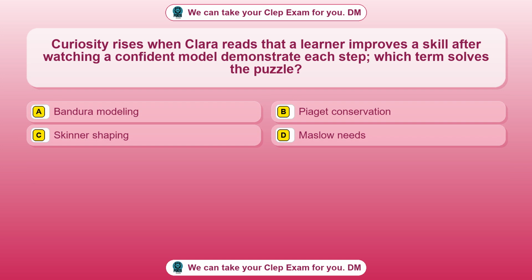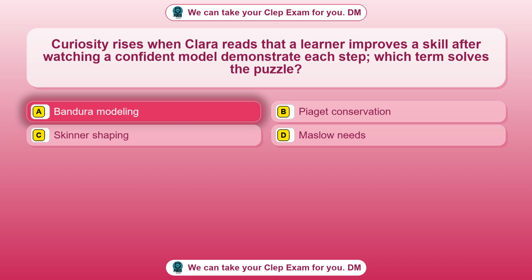Question 82. Curiosity rises when Clara reads that a learner improves a skill after watching a confident model demonstrate each step. Which term solves the puzzle? Option A, Bandura modeling. Option B, Piaget conservation. Option C, Skinner shaping. Option D, Maslow needs. The correct answer is option A, Bandura modeling.